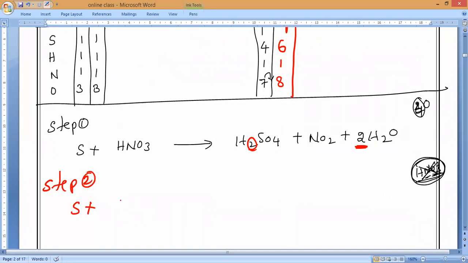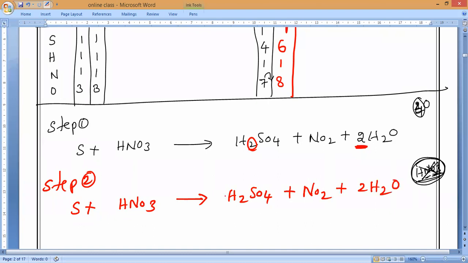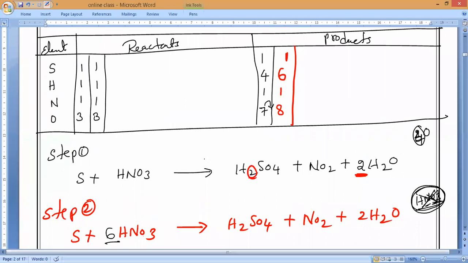So tell me the equation, everybody. S plus 6 HNO3 gives 2 H2O. So here HNO3 I have to multiply with what, guys? Please respond. 1 becomes 6, so I have to multiply with 6. That is what I need to do.